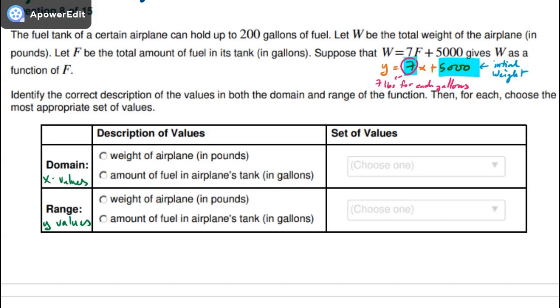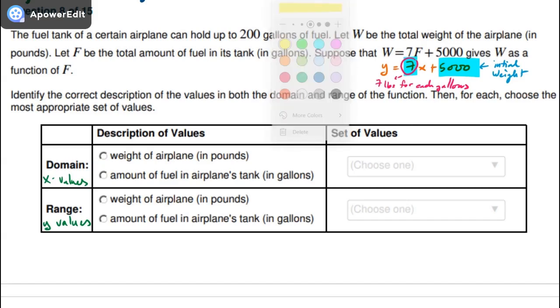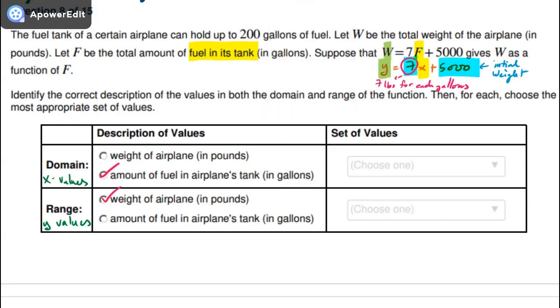Now we go back to the domain. Domain is the x value. In this case, the representative for x is F, which stands for the fuel in the tank. So the answer for the domain is the amount of fuel in the airplane's tank. The range is the weight, and we can see that because y goes with W, so it's the weight.